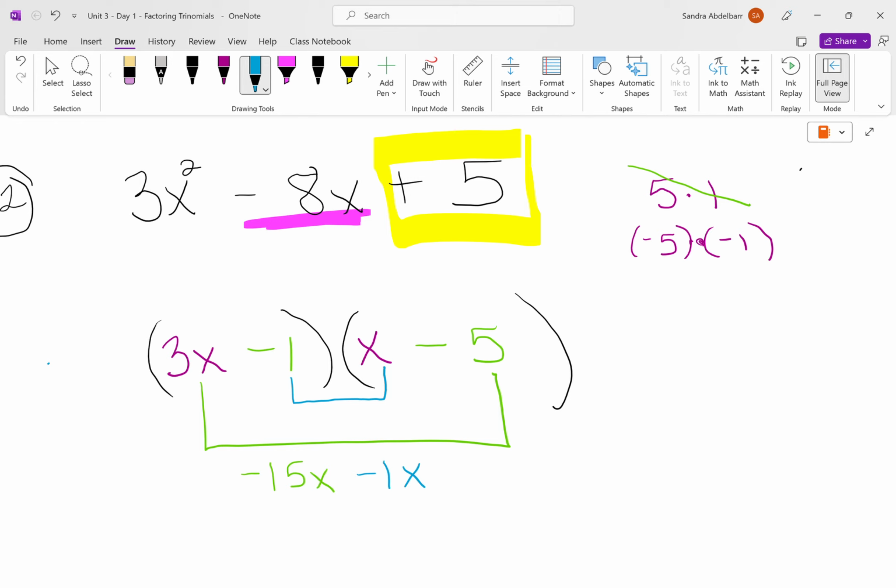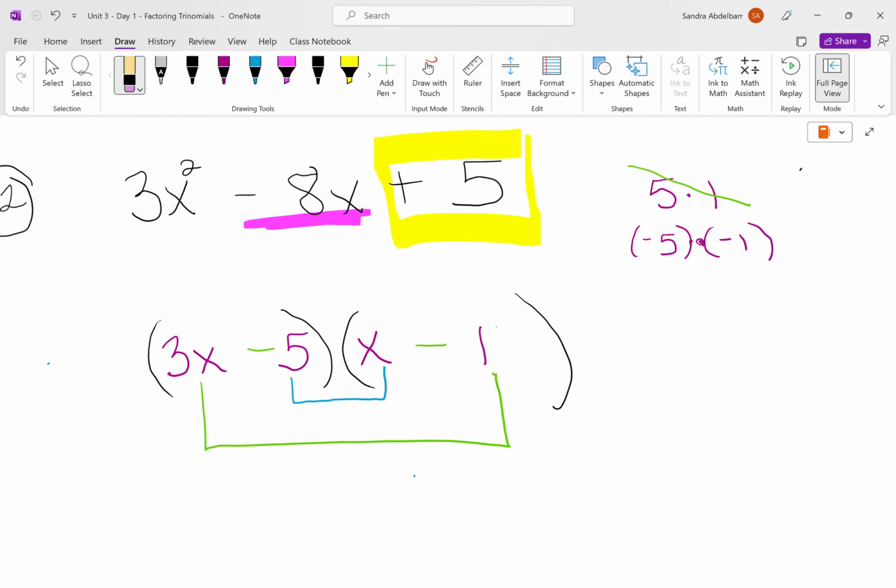That doesn't mean these factors are wrong. That means I need to try to switch them. So now we switch them. I'm going to put the 5 here, and I'm going to put the 1 here. And now I'm checking again. How do I check for the middle term? You do the first variable with the constant in the second, and the constant in the first with the variable in the second.